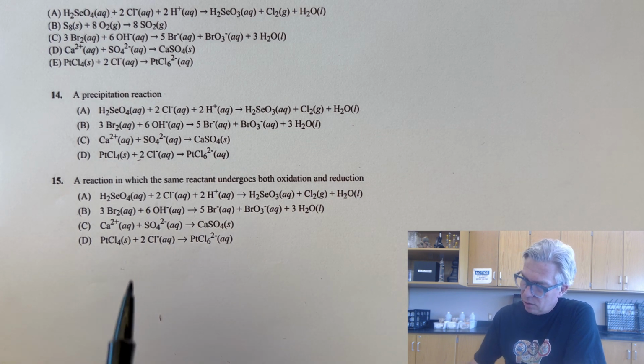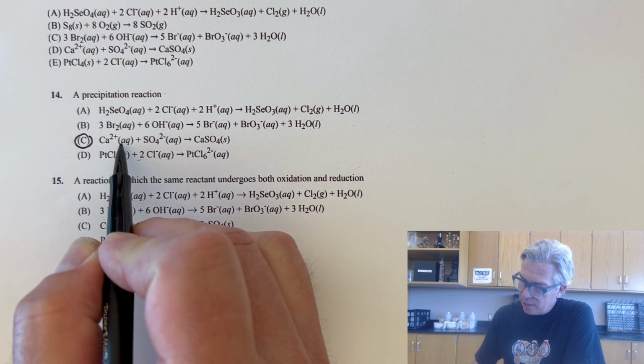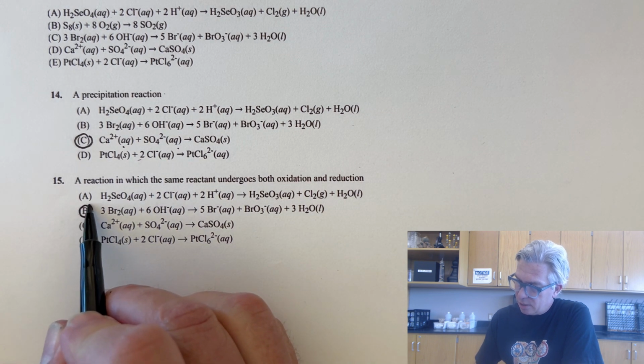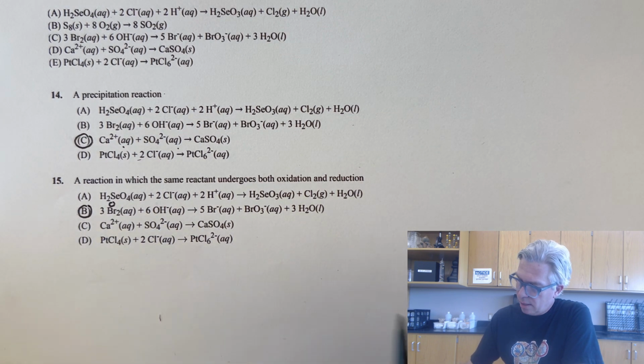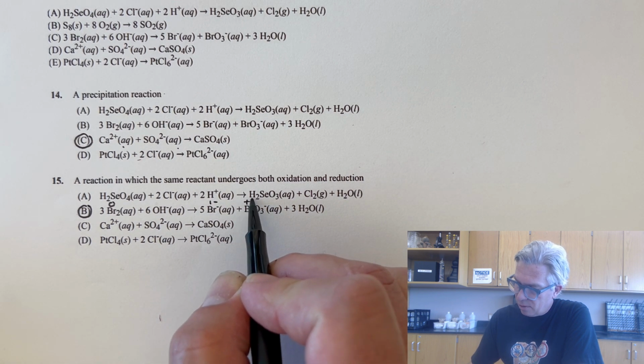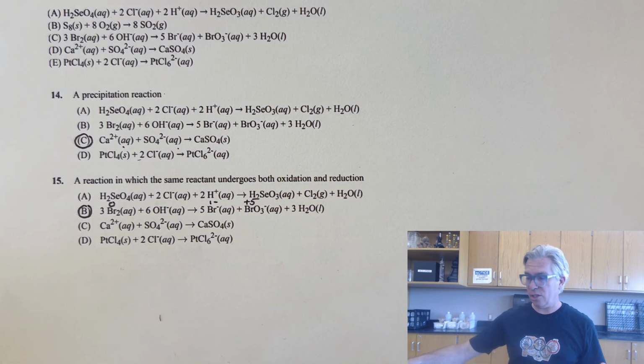Okay, so for the first one, letter C, we've got aqueous ions forming a solid. And in this one, it's letter B because we have bromine starting at 0, but ending up at -1, this one, and +5 over here. And we're going to be talking about assigning oxidation states in just a moment.